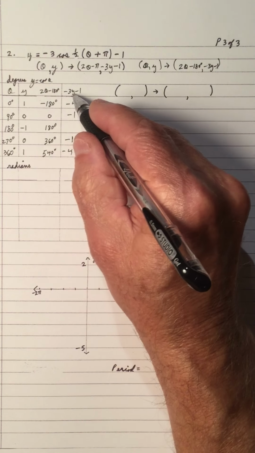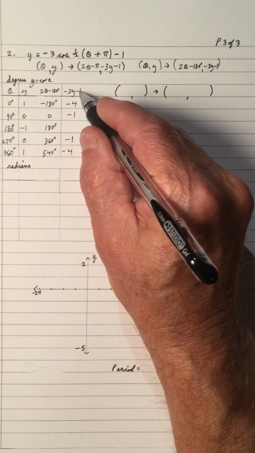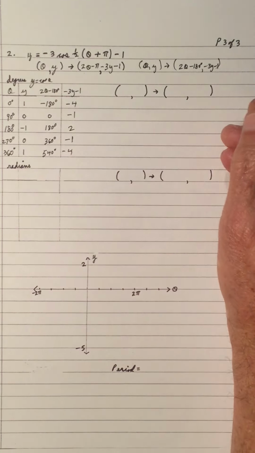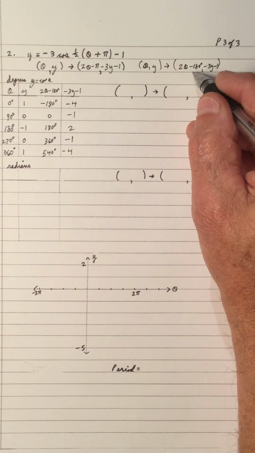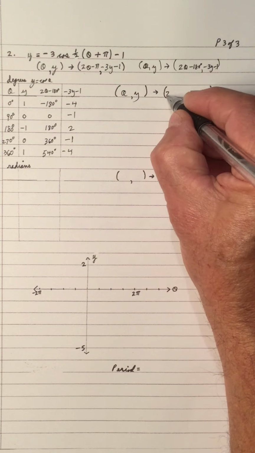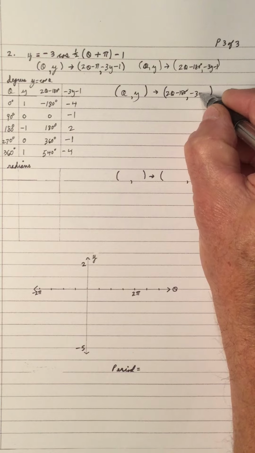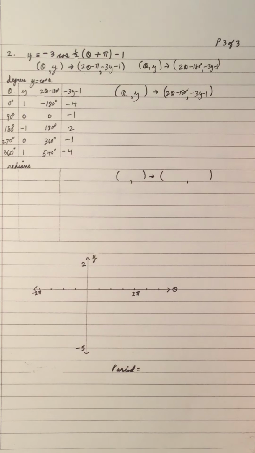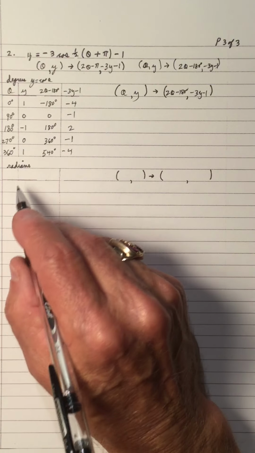Now let's plug negative 1 in. Negative 3 times negative 1 is 3. 3 minus 1 is 2. So if you're using degrees, this is the mapping rule. I wrote it up here, but let's put it right here. Okay, there it is.